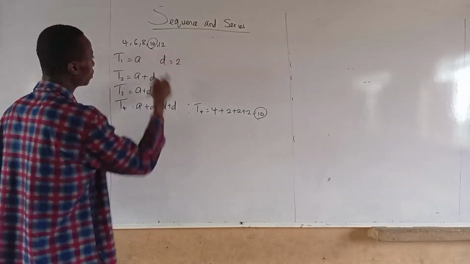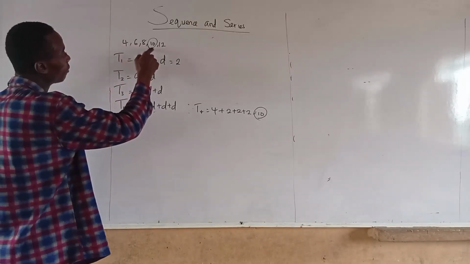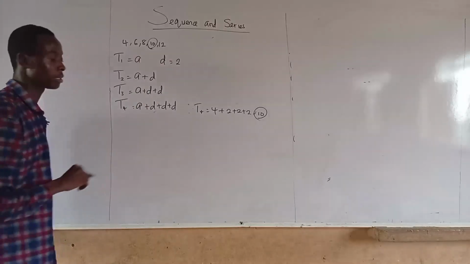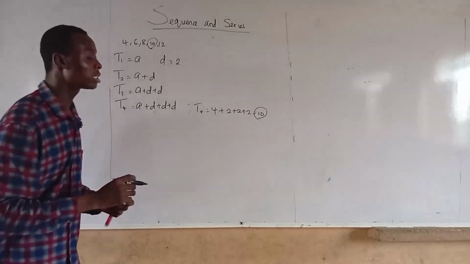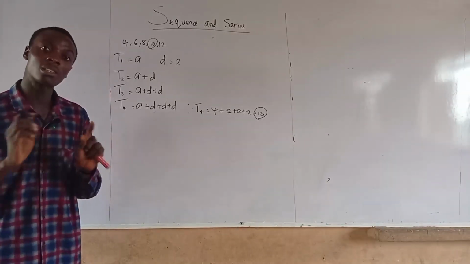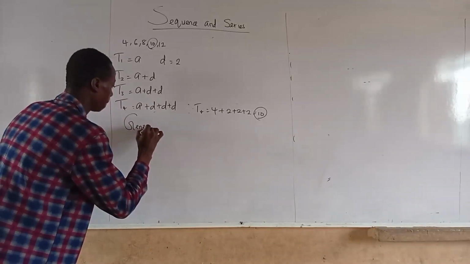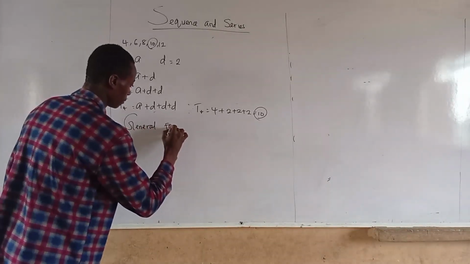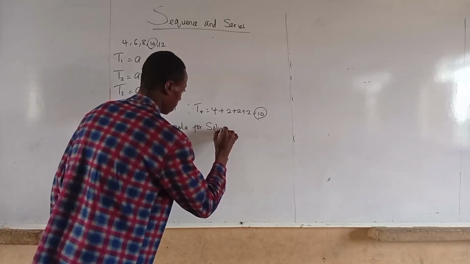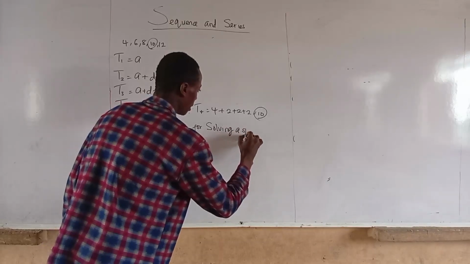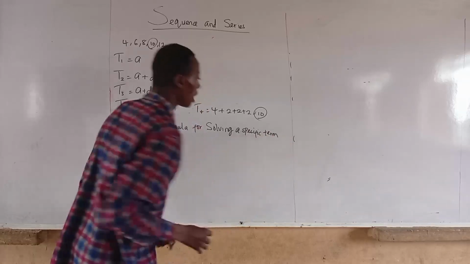We name them based on the position they appear. So first position, first term, second position, second term, fourth position, fourth term, which is right. Now let me rewrite this formula. I want to simplify the formula. This formula, I call it the general formula for solving a specific term, because that is what it literally does. So let us call it general formula for solving a specific term. Yes, that's what it does.